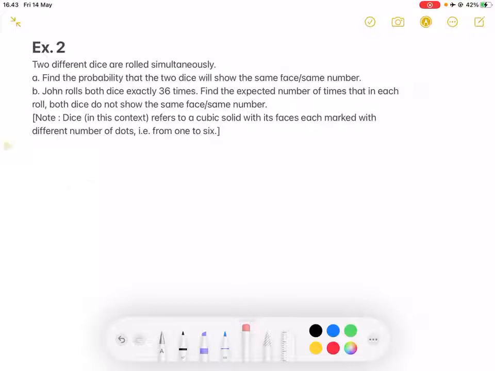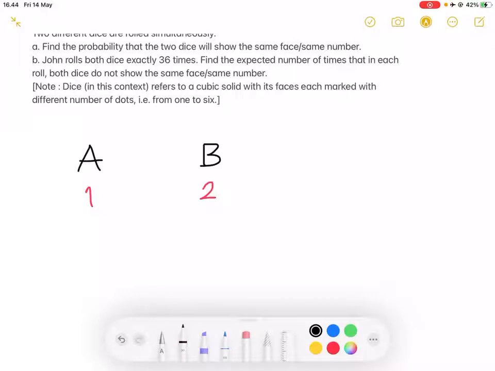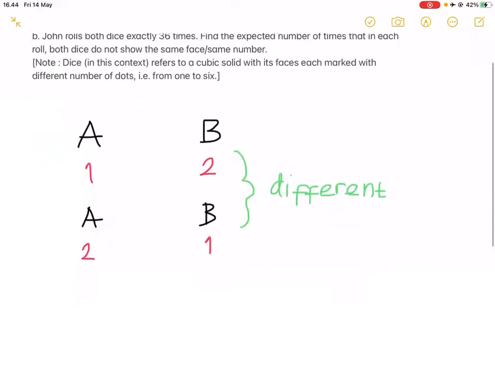Assume we call the first dice dice A and the second dice dice B. Assume that dice A shows number 1 and dice B shows the number 2. This is completely different from the combination that dice A shows 2 and dice B shows 1. So these are different combinations. So that is what it means by different.